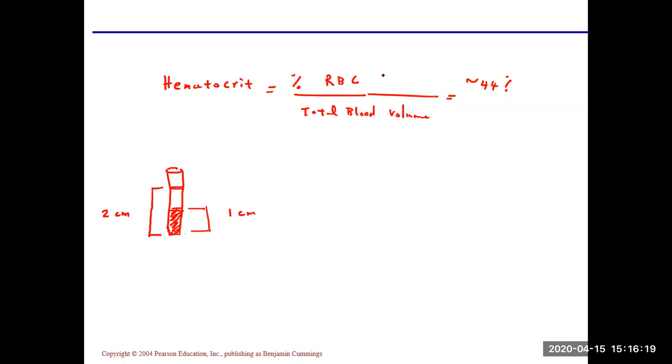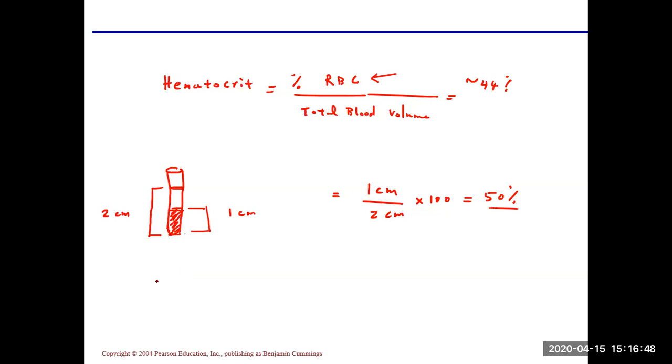Percentage of the red blood cells. In this case, that would be 1 centimeter, right? Over total blood volume. In this case, it would be 2 centimeters. And now, since it's a percentage, you need to multiply it by 100, and that would be 50%. In this case, hematocrit happened to be 50% because it's half and half.